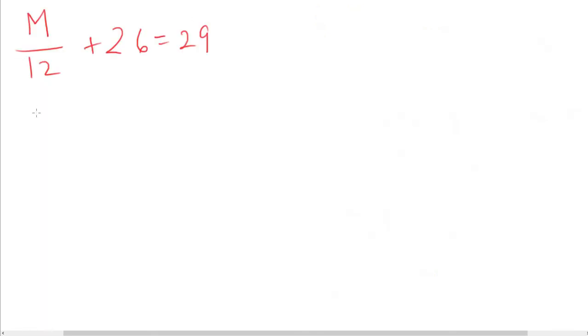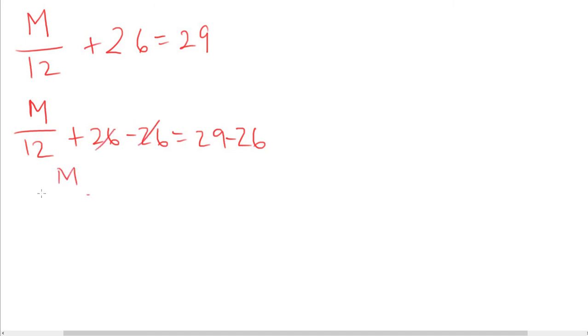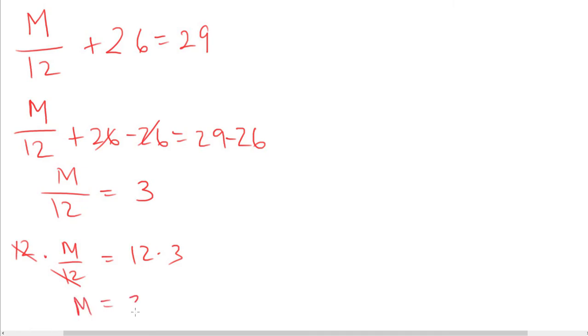So let's look at the following example, and feel free to pause the video. So we're going to go ahead and subtract 26. We have m over 12 plus 26 minus 26 equals 29 minus 26. Cancel, cancel. M over 12 equals, different signs we subtract. Bring down the sign of the larger, so that's just 3. We know m must equal 36 because 36 divided by 12 equals 3. Let's show it. We're going to go 12 times m over 12 equals 12 times 3. Cancel, cancel. M equals 36.